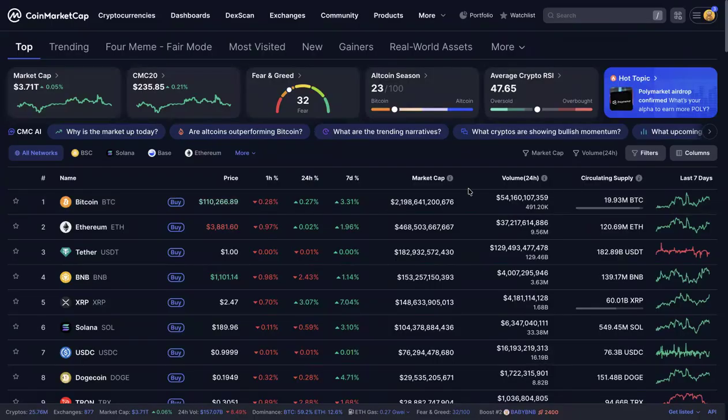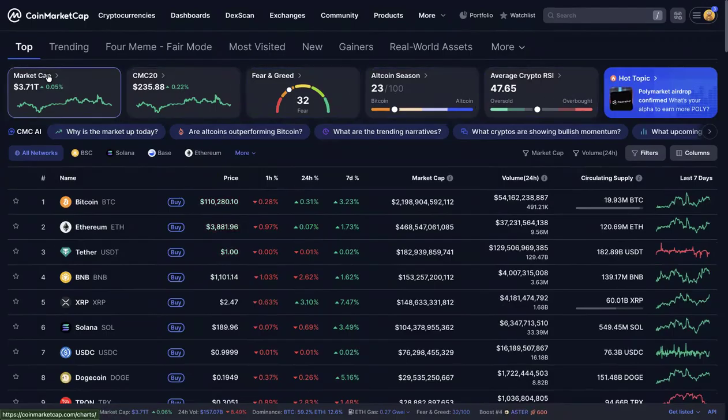So let's continue. Now up here, there's what we call the top analysis. This is the top analysis of the entire crypto market. Number one is the market cap of the entire crypto market. This market cap is not only for one coin, it is for all coins that exist in the world and are on exchanges.